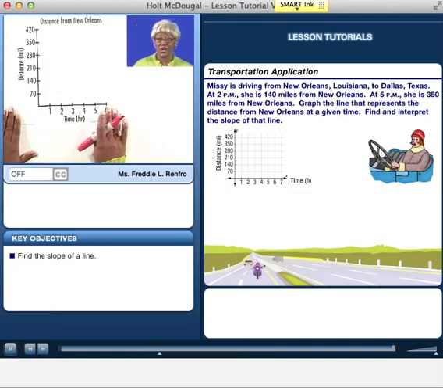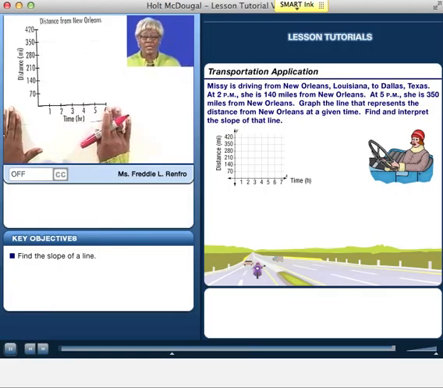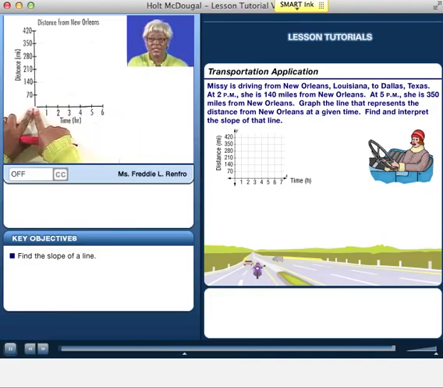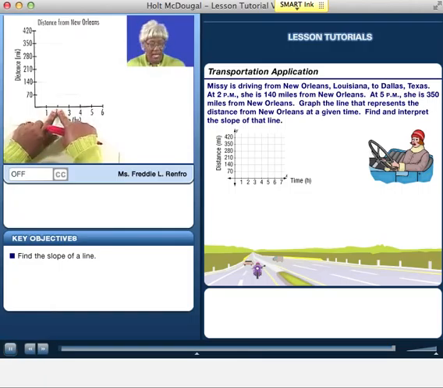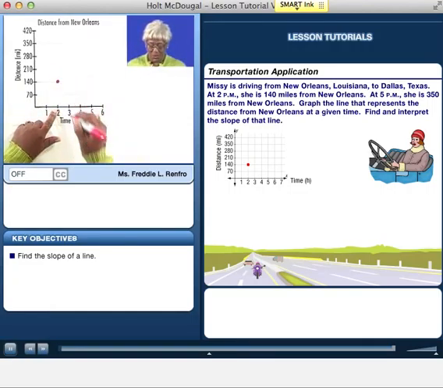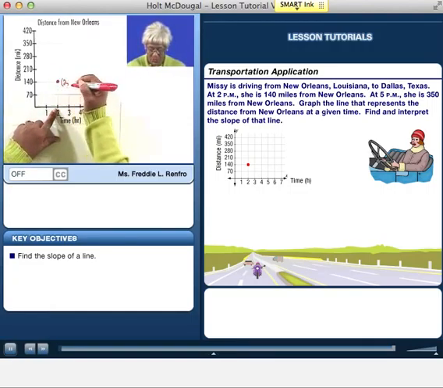She's driving from New Orleans, Missy is, and she's going to Dallas. At 2 p.m., she is 140 miles from New Orleans. So I'm going to start at 0, and I'm going to go to 2, which represents 2 p.m. She is how much? 140 miles. So I'm going to put a dot here, a point here, that represents the coordinate 2 p.m., 140 miles.